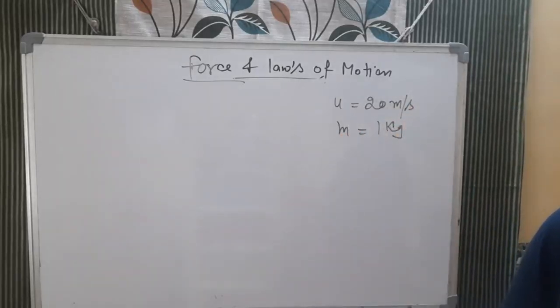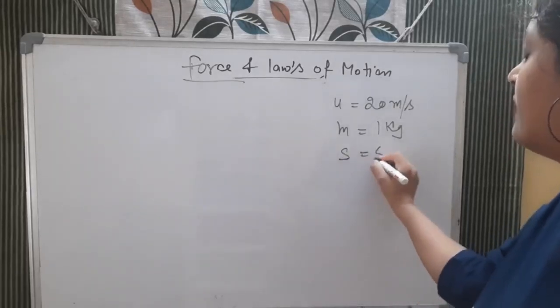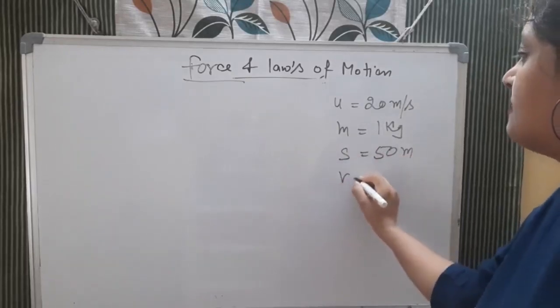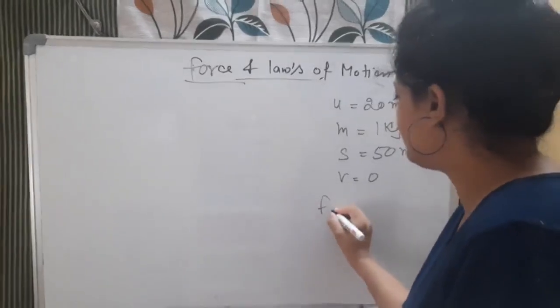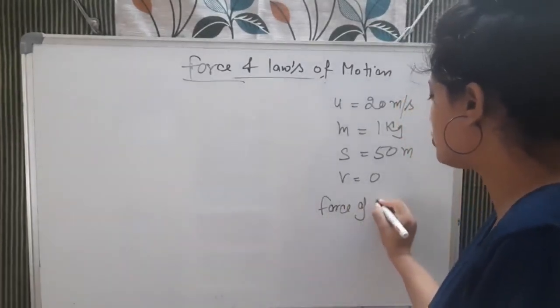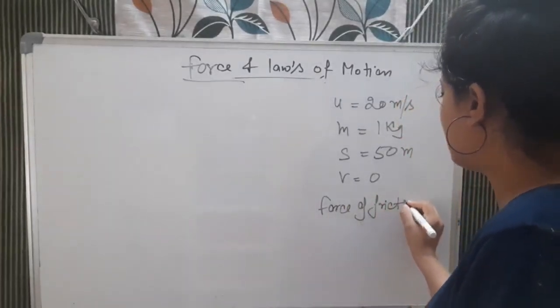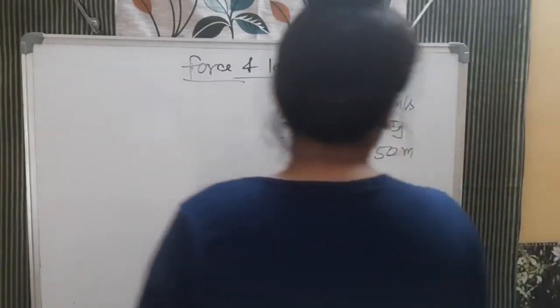Both things are given. It moves across the frozen surface of a lake and comes to rest after traveling a distance of 50 meter. So the final velocity is what? It will become 0. Now, what is the force of friction between the stone and the ice? Again we need to calculate the force, but the force of friction is also a kind of force. So we will apply the same formula.